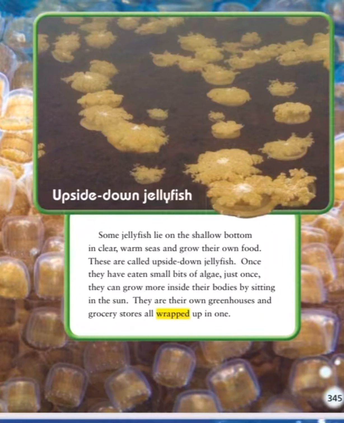Upside down jellyfish. Some jellyfish lie on the shallow bottom in clear, warm seas and grow their own food. These are called upside down jellyfish. Once they have eaten small bits of algae, just once, they can grow more inside their bodies by sitting in the sun. They are their own greenhouses and grocery stores, all wrapped up in one.